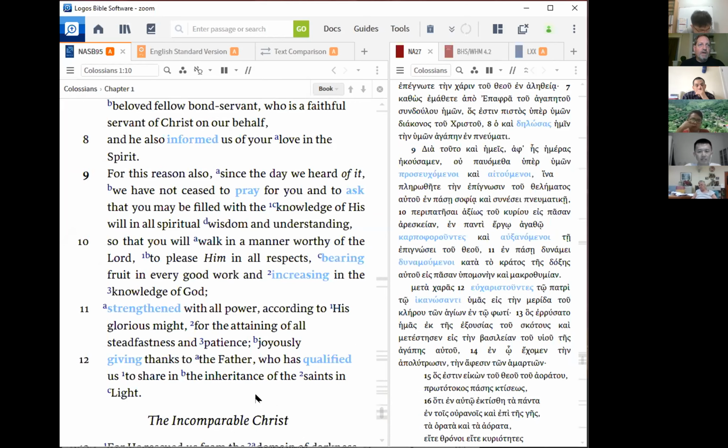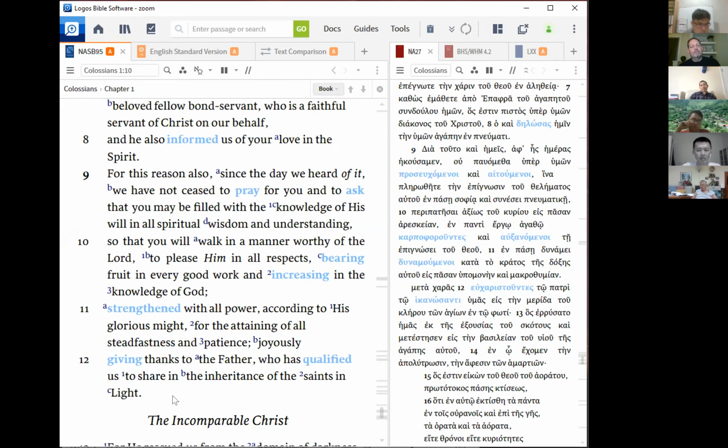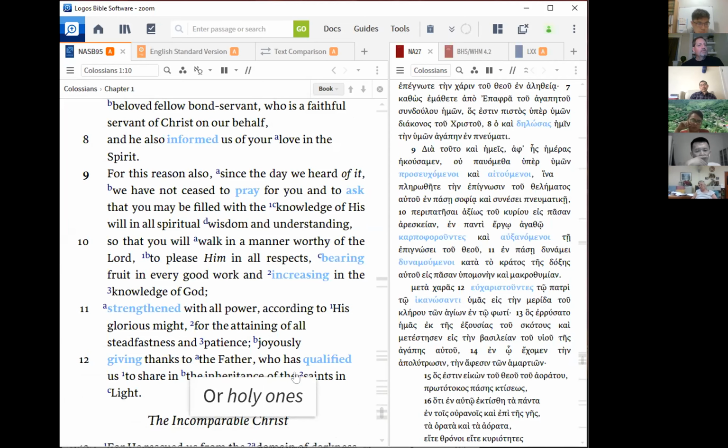We see it again in verse 12. Notice, "who has qualified us to share." Let's see what the footnote says. Okay, here again, literally: "Who has qualified us unto the portion of the inheritance." Well, that's a little bit harder to understand. And so what they did is they translated it as "to share." But they tell you what they did. All right, let's look at, there's a footnote under "saints." Okay, another translation could be "or holy ones."